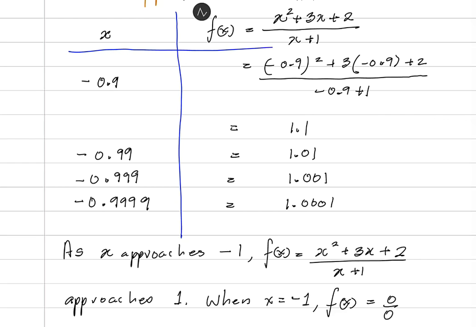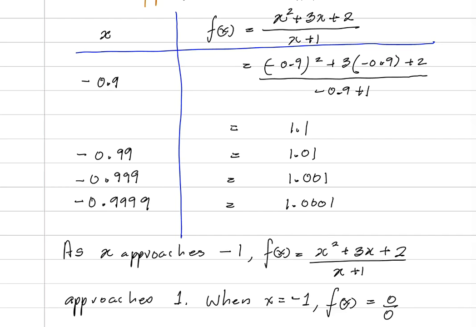What we're examining is what happens to f of x as x gets closer to minus 1. So we start off with x equal to minus 0.9, and to the right we work out f of x, and we get f of x equal to 1.1. When x is minus 0.99, we get f of x equal to 1.01. When x is equal to minus 0.999, we get f of x equal to 1.001.